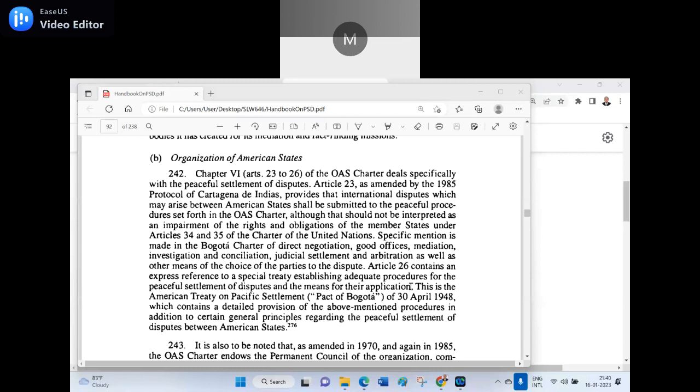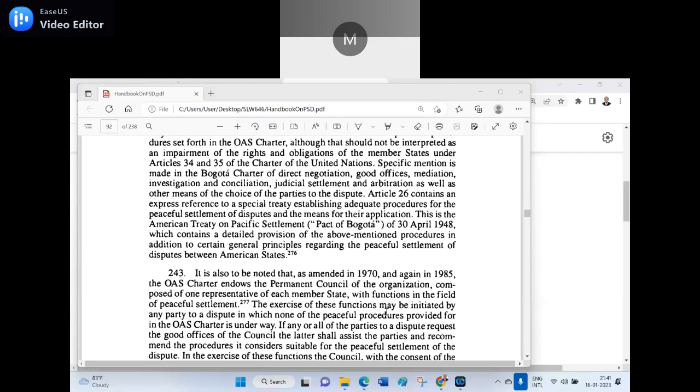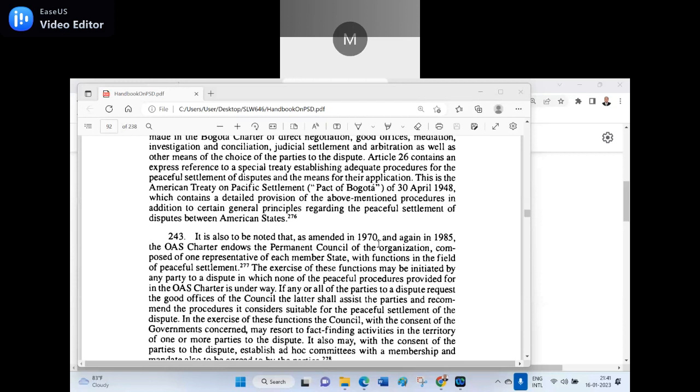The Pact of Bogota is another treaty, based on the American Treaty on Peaceful Settlement. That is of 30th April 1948, which contains detailed provisions of the above-mentioned procedures in addition to certain general principles regarding the peaceful settlement of disputes between the American states. Who are the members of the Organization of the American States? Those members could resolve their disputes in an amicable way in this matter. In addition to that, the Bogota Pact, made in 1948, came forward to see that there would be a peaceful settlement of disputes between the member states. It is also to be noted that it was amended in 1970 and again in 1985, the amendment coming like what we have in our Act also.